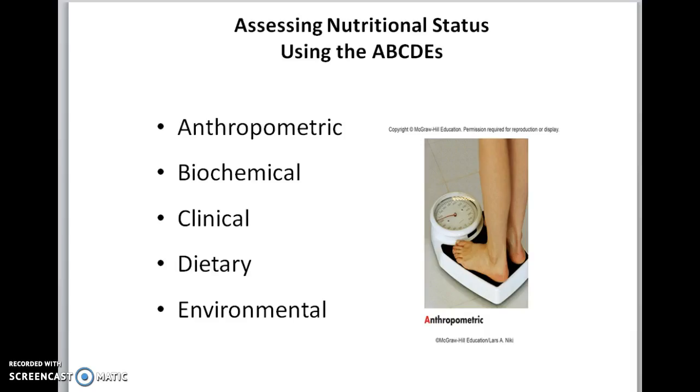So we can assess this with these 5 different methods, the ABCDE of nutritional assessment. Anthropometric will be measuring height, weight. Biochemical will be looking at your blood work, your protein levels in your blood, your iron level. Clinical will be looking at some of your symptoms, your physical, if your skin is dry, if you have cracks at the edge of your mouth, what your body looks like. Dietary will be taking intake information about what you're eating. Environmental will be looking at the stress or what's going on around you that could be causing your nutritional status to be compromised.